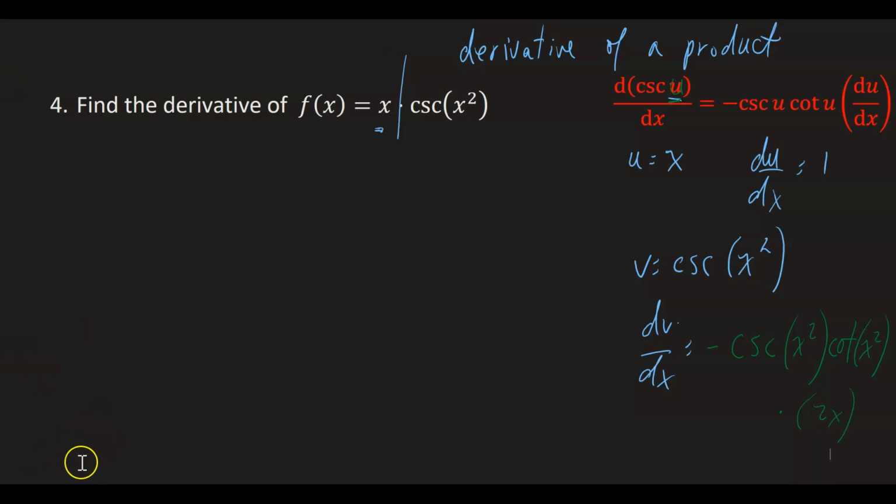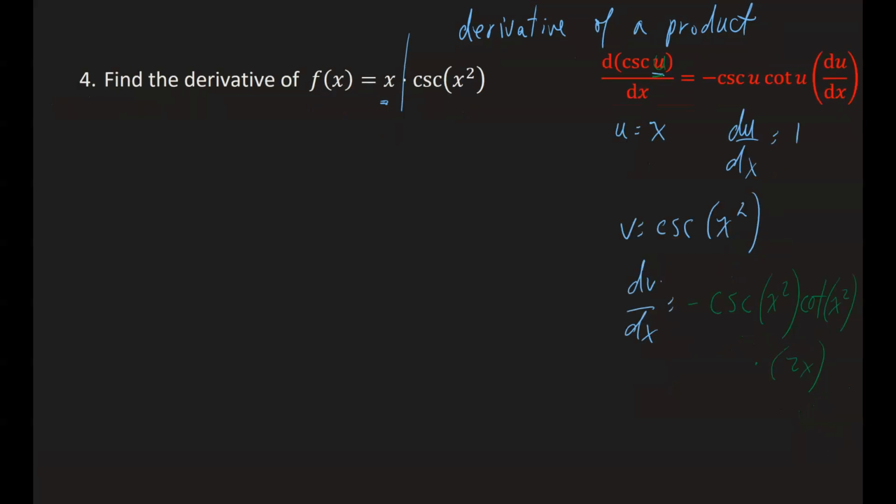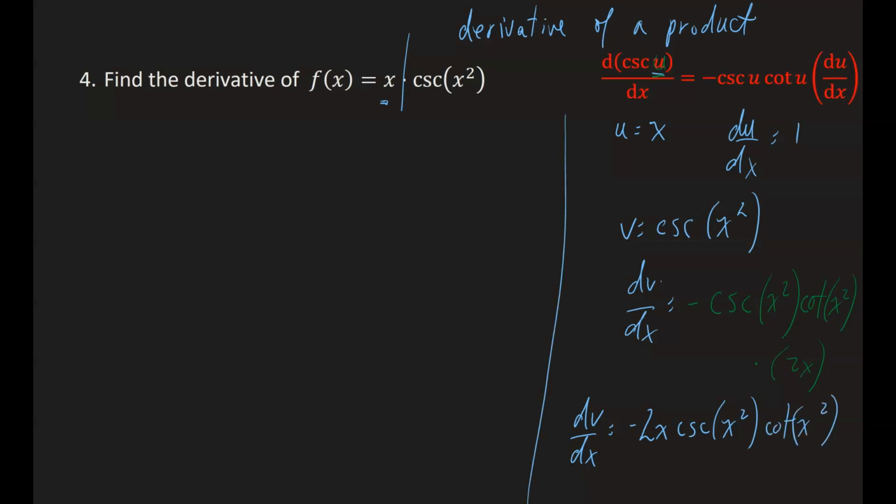Hold on just a moment. I will make a little more room. So the dv dx is minus 1 times 2x. So minus 2x cosecant x squared cotangent x squared. Now, those are all the parts for the product rule.